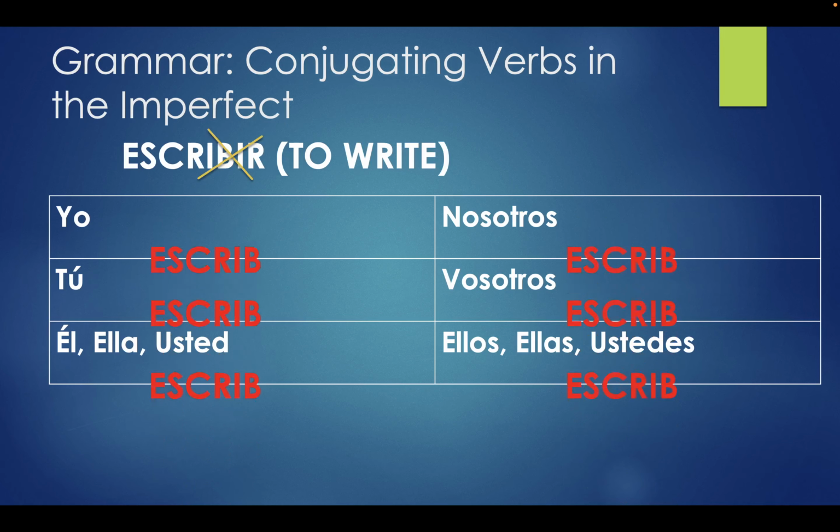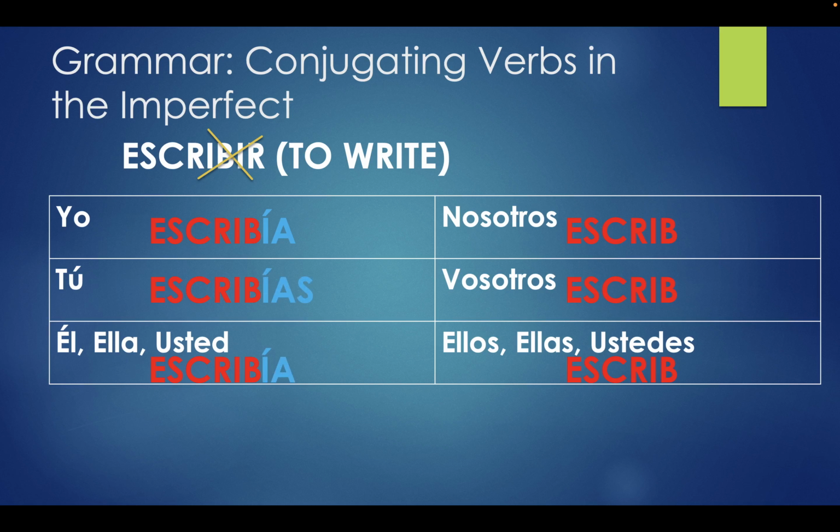And then again, same for IR verbs: chop off your IR, carry down the escrib. We have the exact same endings as we had for our ER verbs. So escribía, escribías, escribía, escribíamos, escribíais, and escribían. These are your various conjugations of the verb escribir. So I used to write, you used to write, he or she used to write, etc.